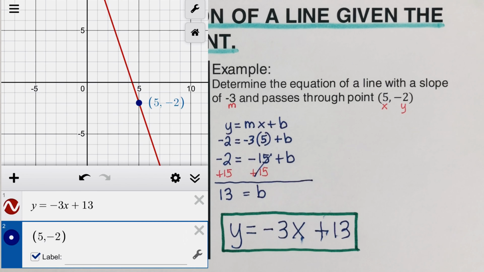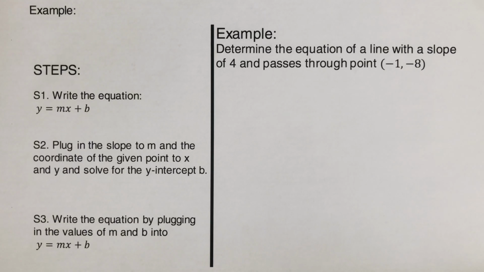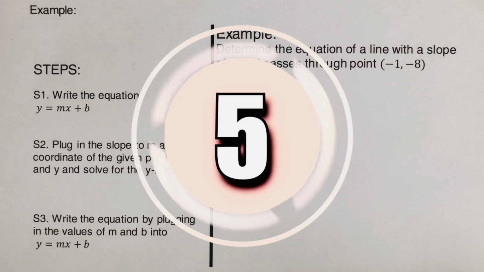On the right, you will see the graphical version of this problem. The red line, which is y equals -3x plus 13, is actually touching the point, which is represented in blue, (5, -2). The blue point is actually on the line -3x plus 13. At this time, I would encourage you to pause this video and try this problem out on your own. And when you're done, unpause it and check your answer.